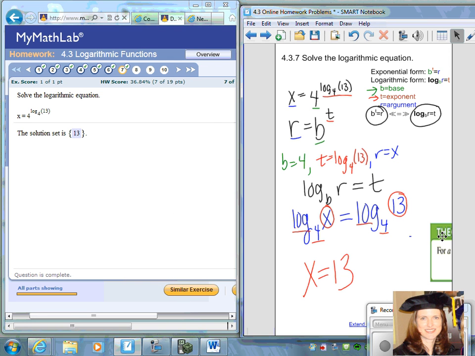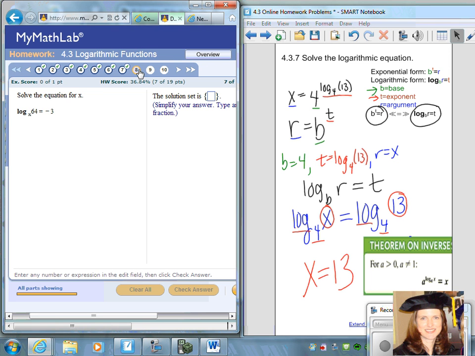In fact, there's a theorem in your book. It's in section 4.3 that identifies anytime you have a base raised to an exponent that's a logarithm with the same base of the argument, these are like inverses, they cancel out. So you can look at the original equation and say x is equal to 13. That may take some practice, so for now you can go through and look at the three parts and rearrange them into logarithmic form to solve the equation.